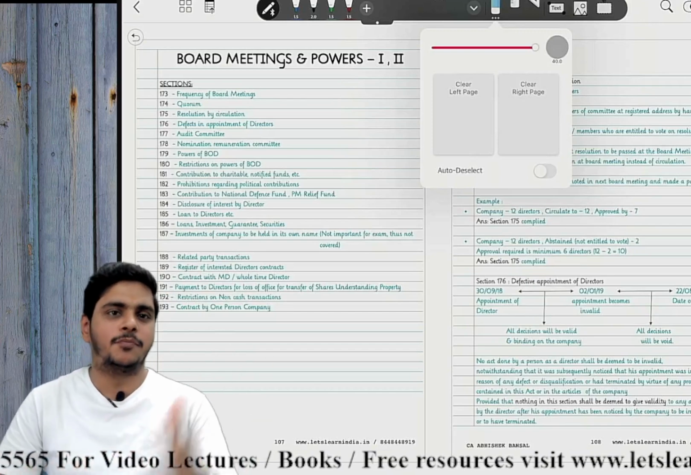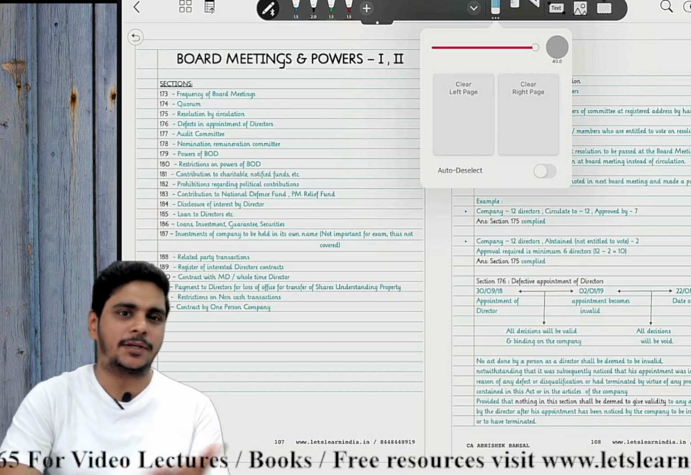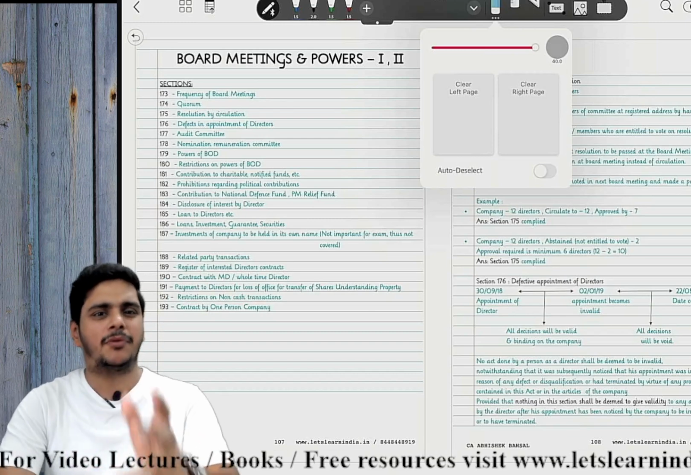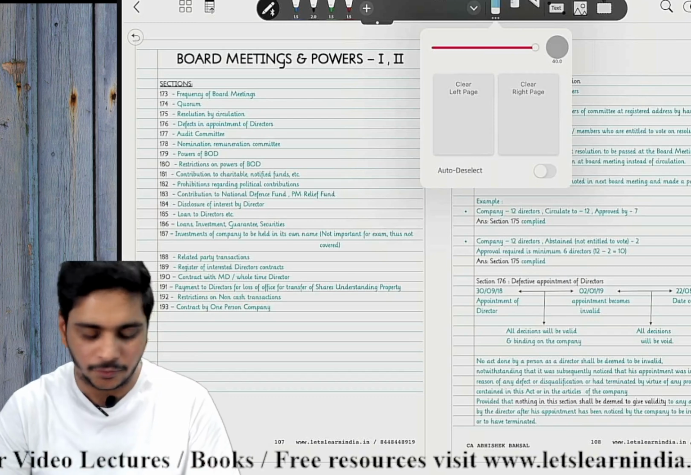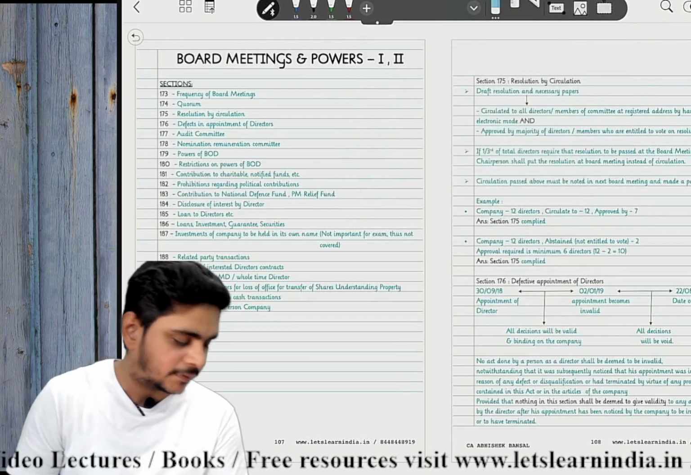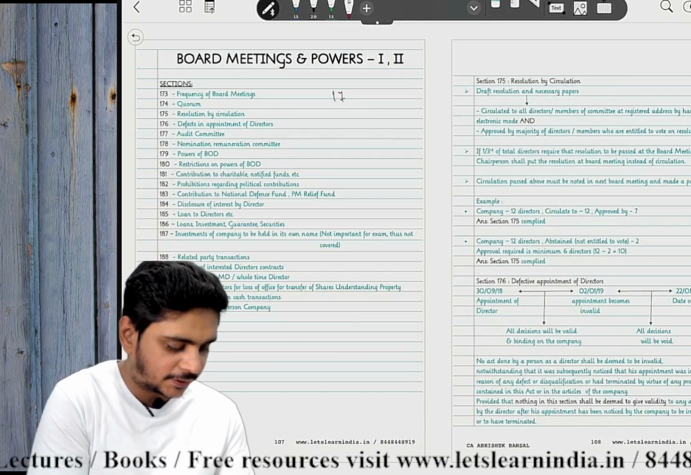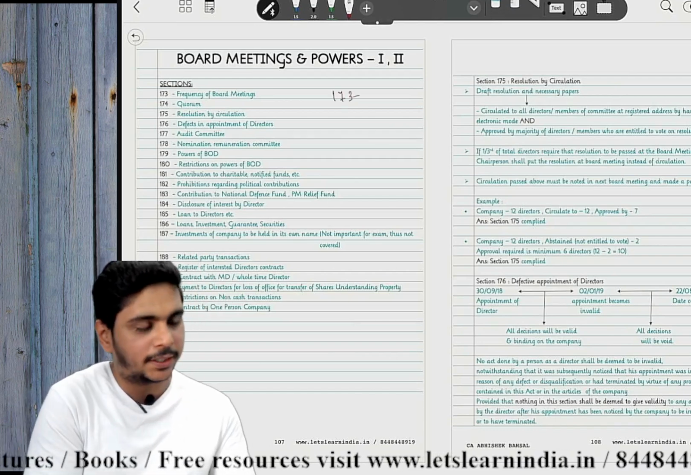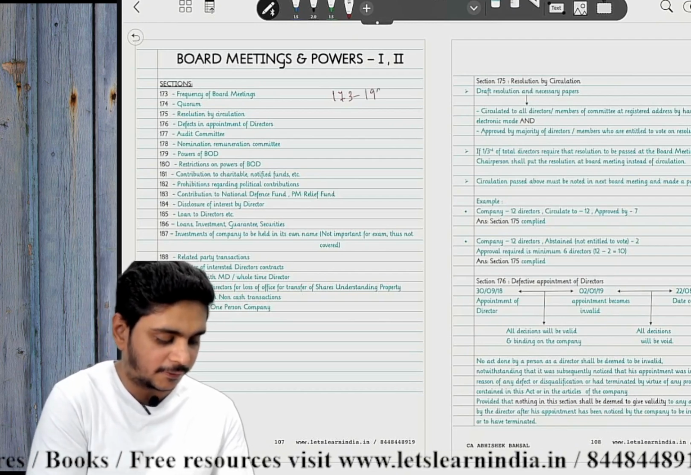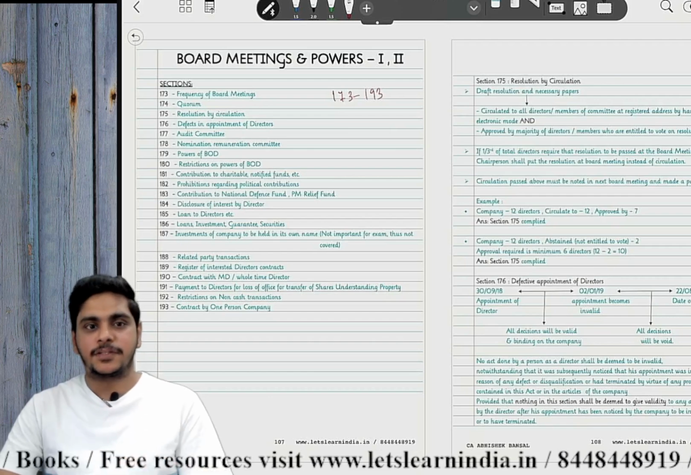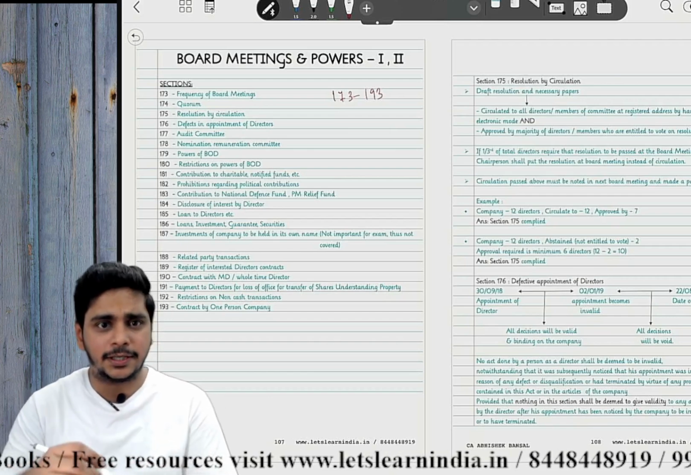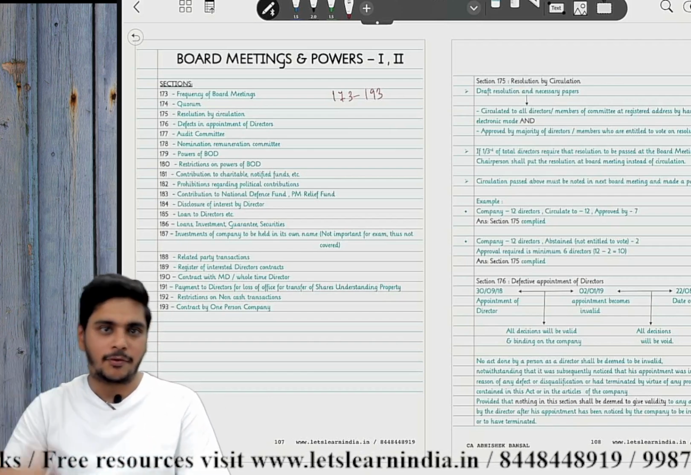It is meetings of board and its powers. There are part 1 and part 2 in our book, but ideally in the model it's only one part. So we start with board meeting and powers. There are a lot of sections. It starts on section 173 and goes till 193. 94, 95 has been deleted by the government. I have not deleted it. Government has only deleted.